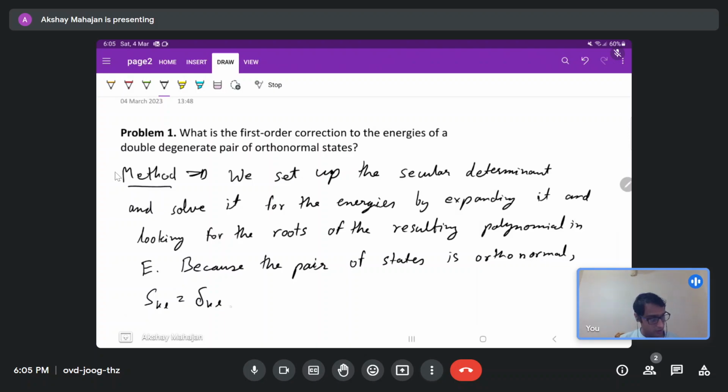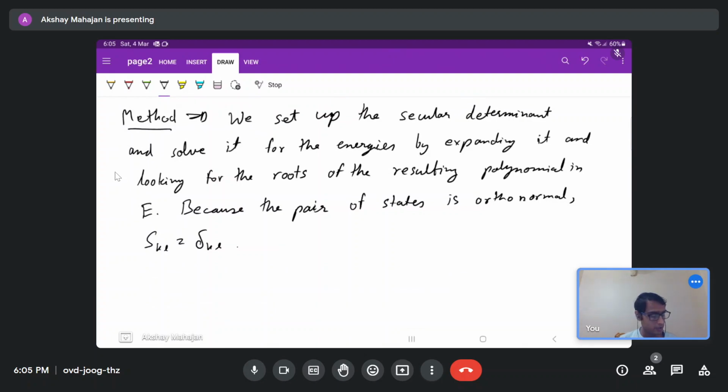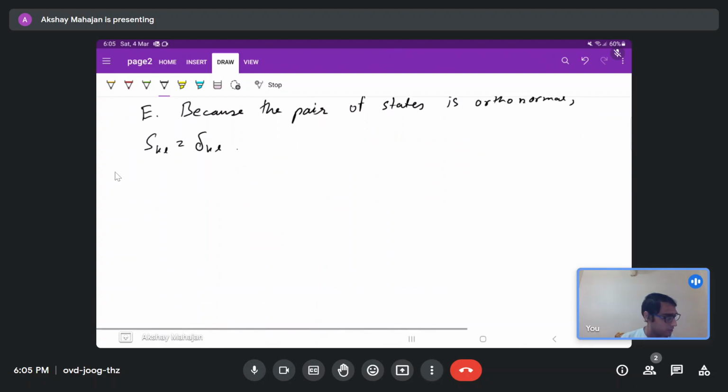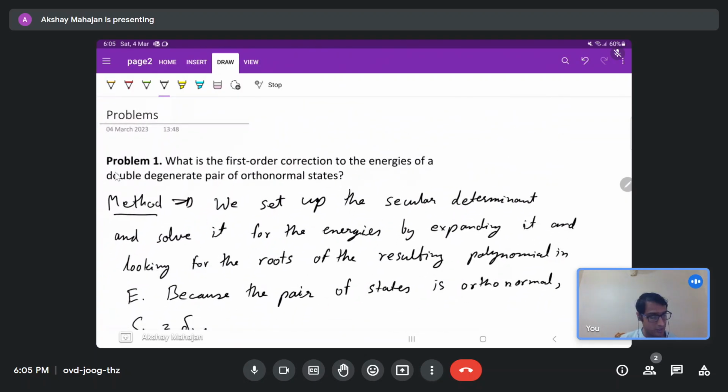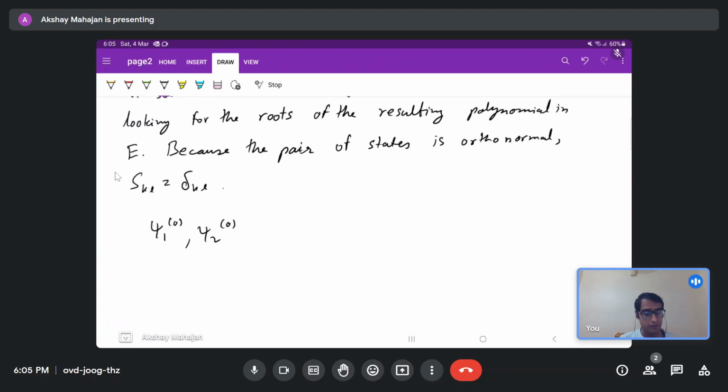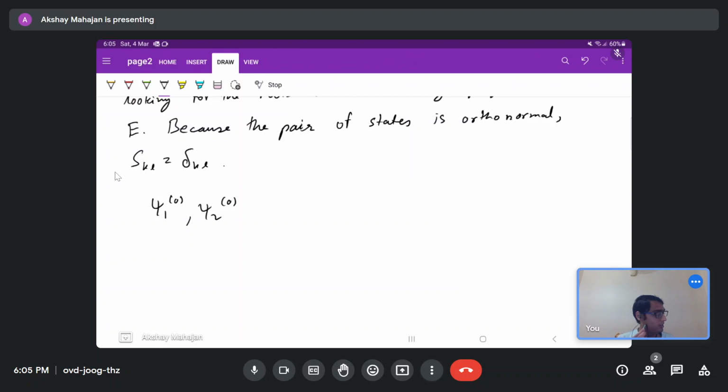So this briefly describes the method we generally use for orthonormal sets. In the lectures also, in almost all the cases we have done the orthonormal case. For example, let's say we have two states given by psi1 of zeroth order and psi2 of zeroth order. This is a doubly degenerate pair, so they have the same energy for our H naught, which is the unperturbed Hamiltonian. And let's say H prime is our perturbation Hamiltonian.